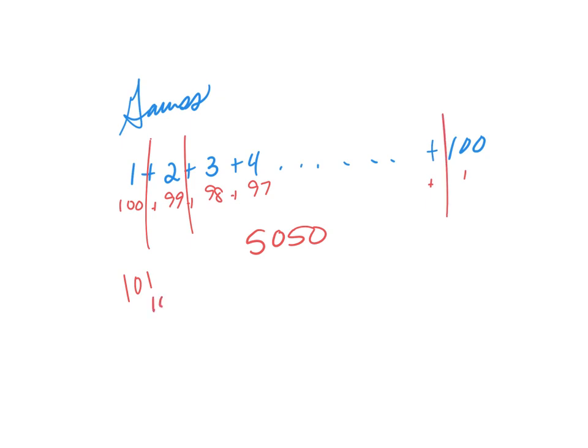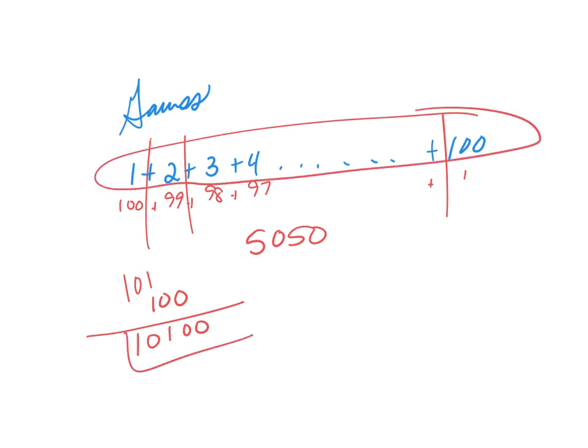So we multiply 101 by 100 and we get 10,100. But we only need half of them, so you divide that by 2 and you get 5,050. Well, if you look at your formula sheet, the formula says that S sub n equals n over 2 times (a1 plus an). And this is how you find the sum of a series of the first n numbers.